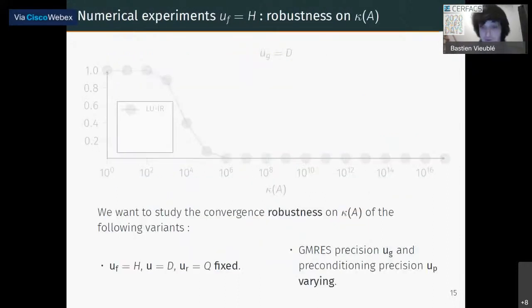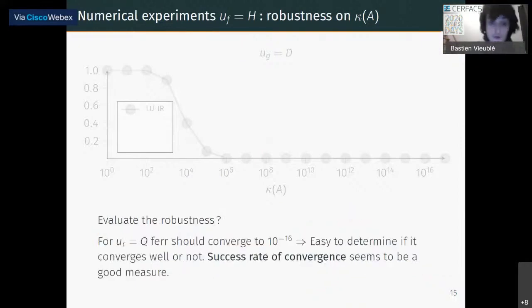So we want to study the convergence robustness on kappa A of the following variants. We fixed the factorization in half, the working precision is fixed in double, and the computation of the residual in quad. The GMRES precision UG and the preconditioning precision UP are varying. So we wonder how to evaluate the robustness of these variants.